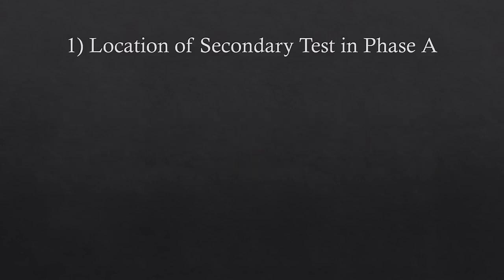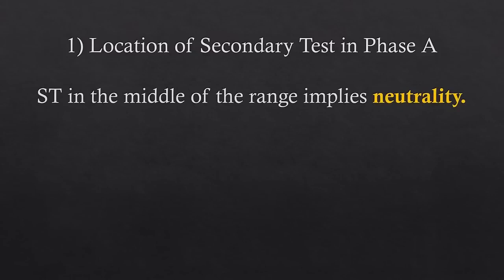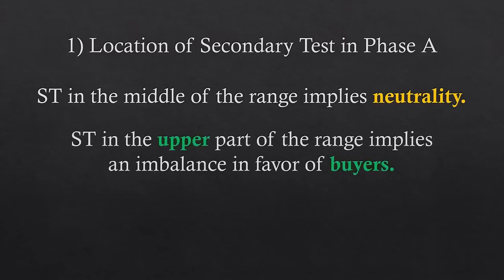The location of the secondary test in phase A. The price level where the secondary test in phase A occurs can be an indication of who's in control of the market. A secondary test landing in the middle of the range implies neutrality. A secondary test landing in the upper third of the range implies an imbalance in favor of buyers, and a secondary test landing in the lower part of the range implies an imbalance in favor of sellers.